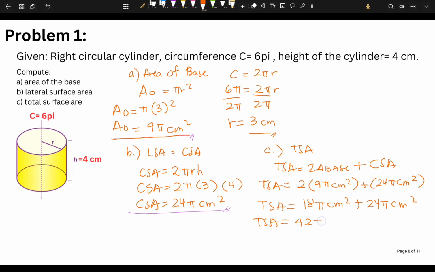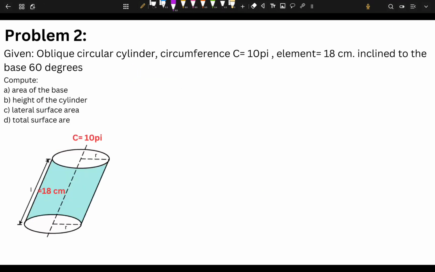42 pi cm squared. Or in decimal, that is equal saan? Try natin lagay. 42 pi is 131.95 cm squared. So, yan. I hope na gets nyo yung ating problem number 1. Let's try to solve yung ating problem number 2.